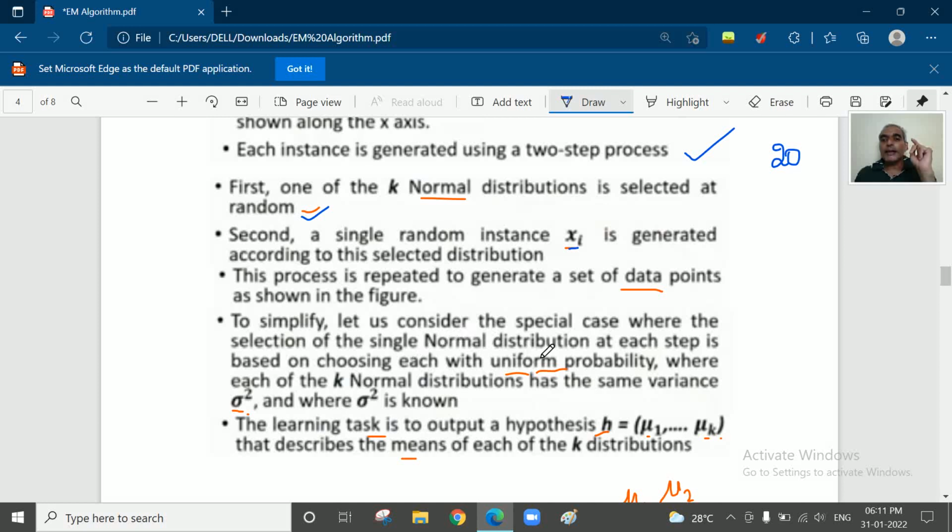Now to simplify, let us consider a special case where the selection of a single normal distribution at each step is based on choosing each with uniform probability. So we are going to assume that whatever distribution you take, they all are uniform probability distributions, where each of the k normal distributions has the same variance sigma square. So the variance should be the same.